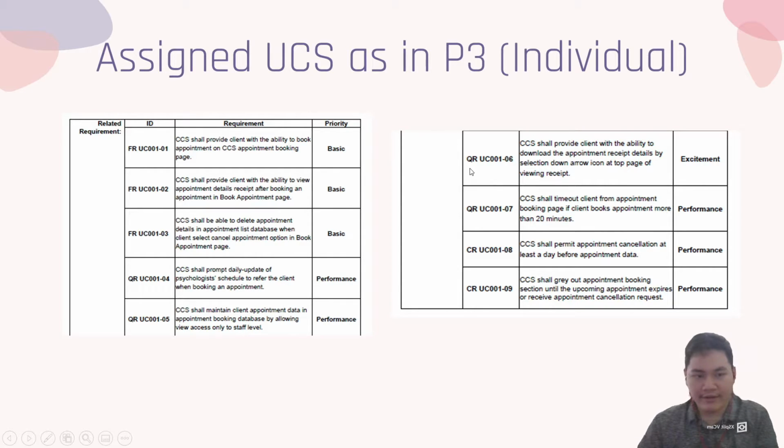And the next quality requirement is CCS should provide client with the ability to download the appointment receipt details by selecting the down arrow icon at the top page of the viewing receipt overlay. And the last quality requirement is the system should time out client when the booking appointment process exceeds 20 minutes. As for the concern requirement, CCS should permit appointment cancellation at least a day before the appointment date, and CCS should grey out the appointment booking section until the upcoming appointment expires or receives appointment cancellation requests.